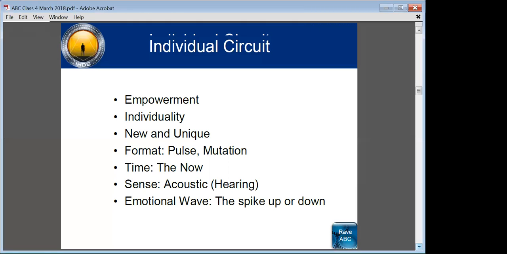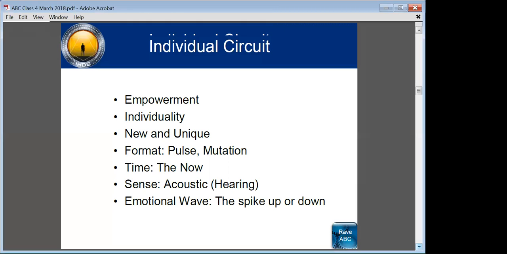It doesn't matter if it's way up at the top in the head or if it's coming out of the G center, it's still going to have this format, this pattern, this frequency. And it's called the pulse. It's a format that creates the potential for mutation, something, again, that's brand new and unique. So there's a time element associated with this circuitry too, and it's the now.